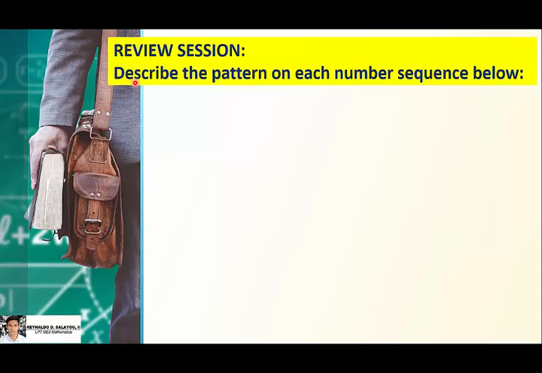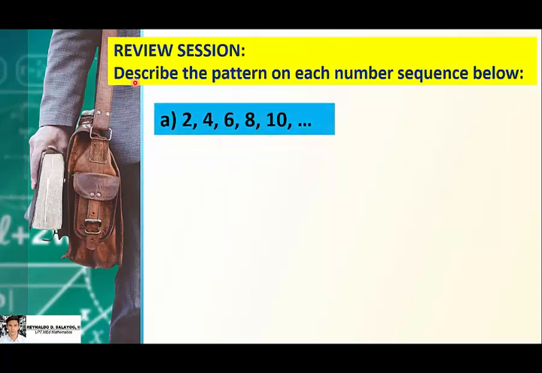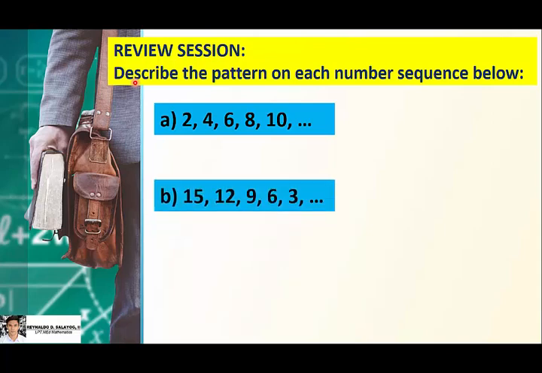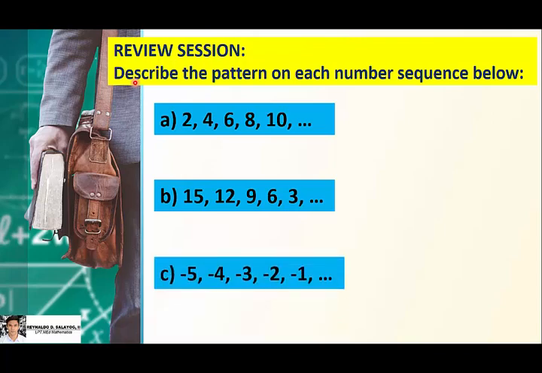Describe the pattern on each number sequence below. So we have the first pattern or number sequence 2, 4, 6, 8, 10. Our second, 15, 12, 9, 6, and 3. And our third number sequence is negative 5, negative 4, negative 3, negative 2, and negative 1. I want you to observe our first number sequence.